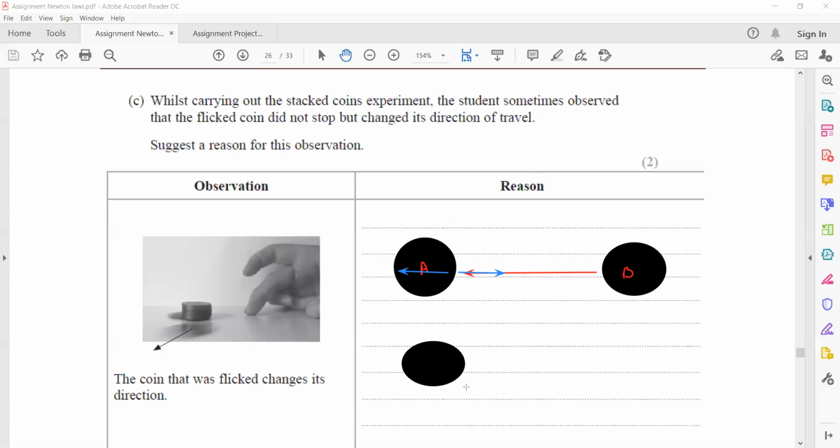If A and B collide with each other, but not head-on, the force which is applied, for example, this is the direction in which B is moving. Now, this is the point where B hit A. So there is a force of B on A and a force of A on B. But you can see the direction of the motion and the direction of the force are making a certain angle.